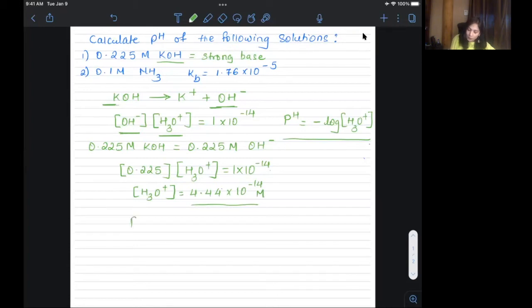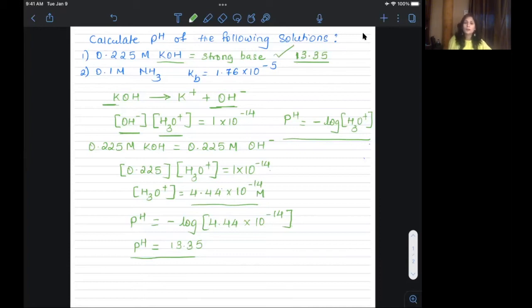Now all you have to do is substitute this concentration into this formula. So your pH value is going to be equal to negative log of the hydronium ion concentration, and when you calculate this value, your pH value comes to 13.35. This is going to be the pH of this solution, which is a strong base. 13.35.